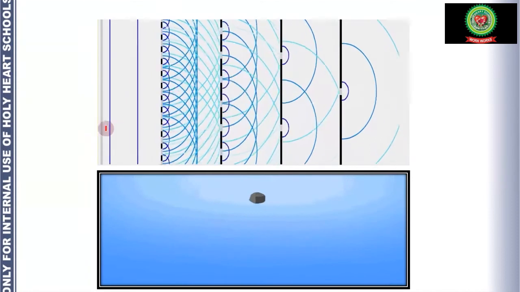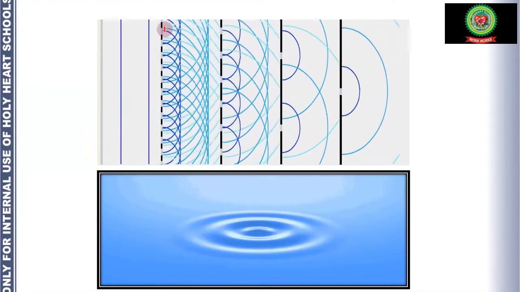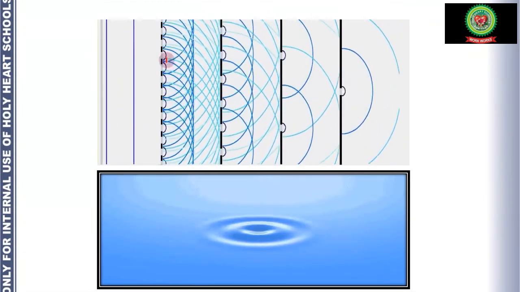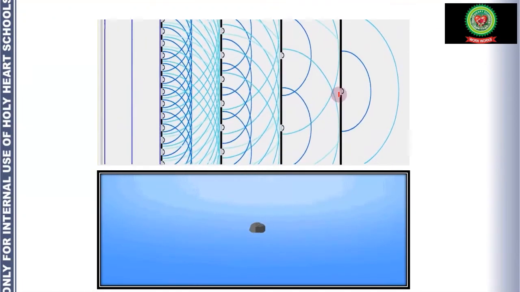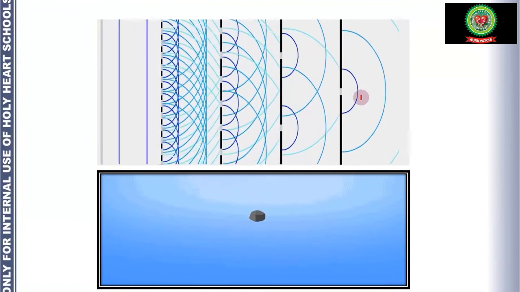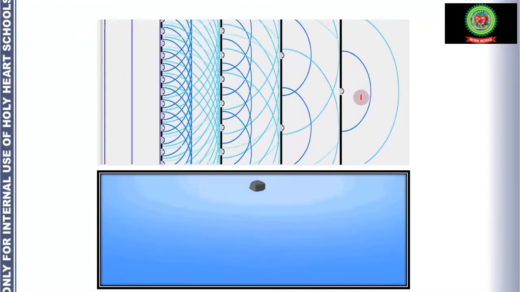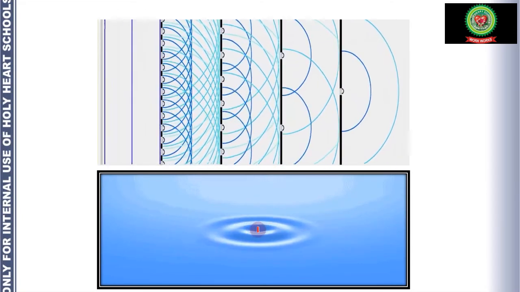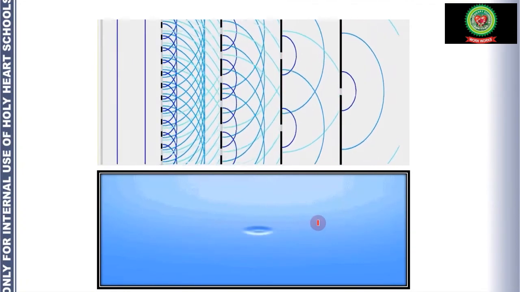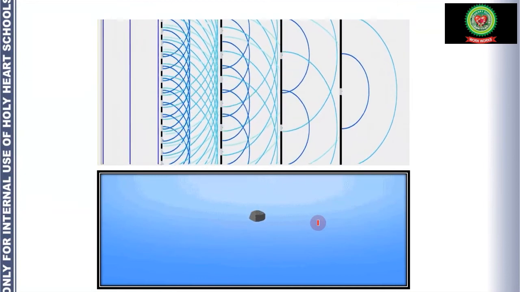So here you can visualize that this disturbance gives rise to the secondary wavelets, then to the next and next. Ultimately, it travels in the forward direction. So here one more animation is there, like a stone which is thrown in the water. The ripple formation is a very good example of formation of wavefronts.